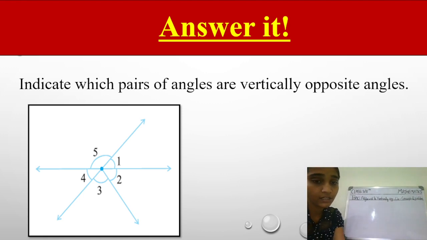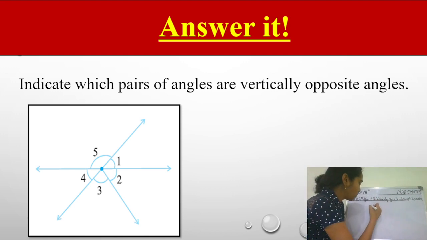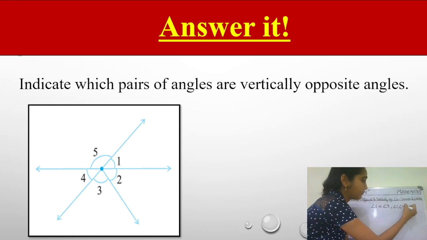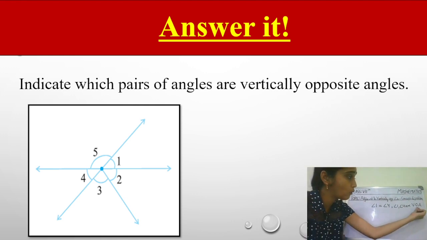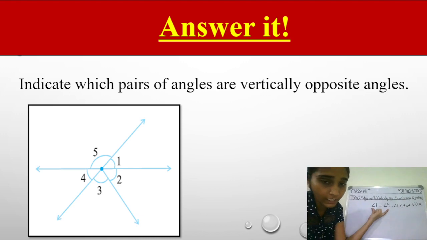Yes, one pair we can find. Which one? Very good, students. Angle 1 and angle 4. So angle 1 will be equal to angle 4, and also we can say that angle 1 and angle 4 are vertically opposite angles. Students, the short form of vertically opposite angles we can write as VOA: V for vertically, O for opposite, A for angles. So angle 1 will be equal to angle 4. Why? Because they are vertically opposite.